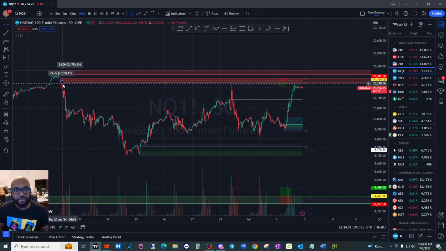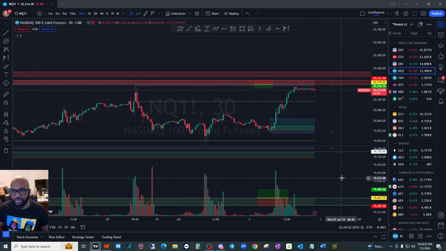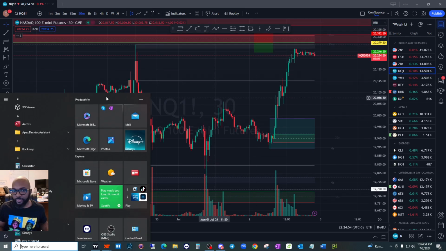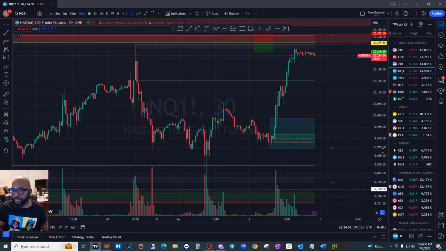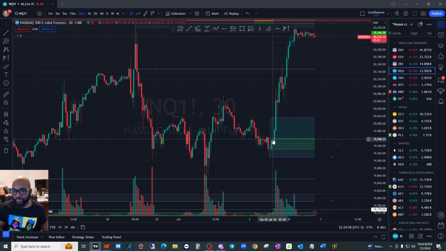NQ, same thing, same supply zone above, this green area, red area here. Demand zone. I'm going to drop a new demand zone. This region here will be the new demand zone I'm dropping. It's around the 7:38 time frame. A nice amount of volume in that area.